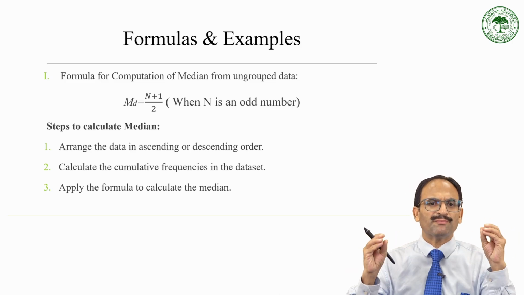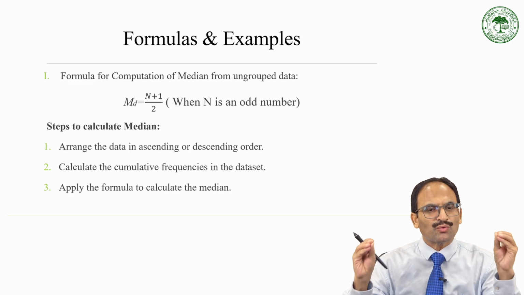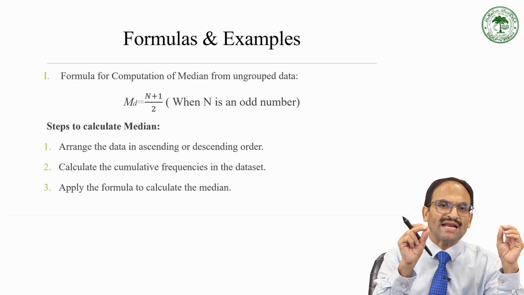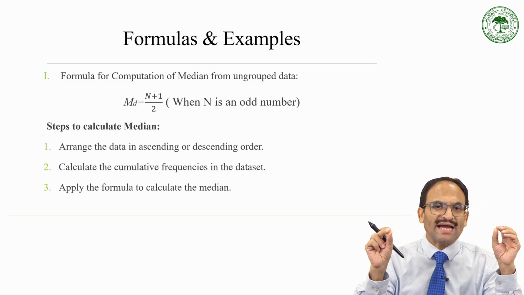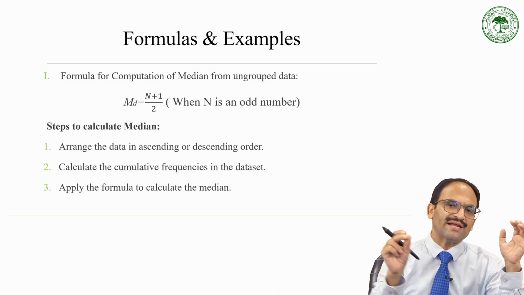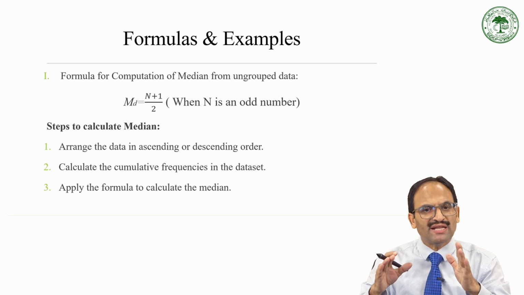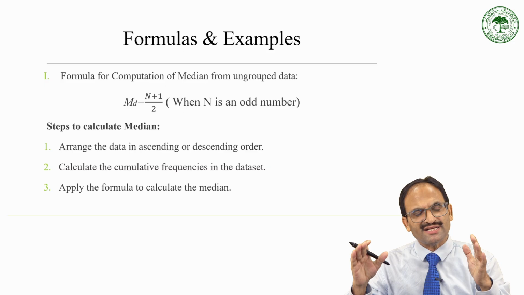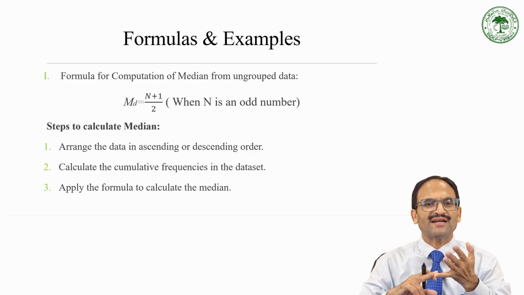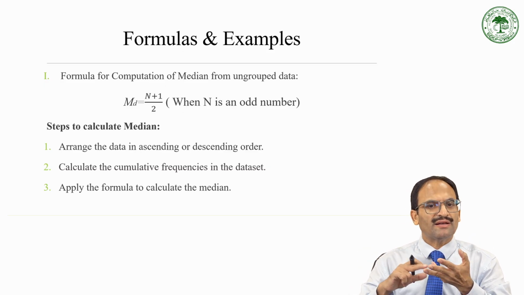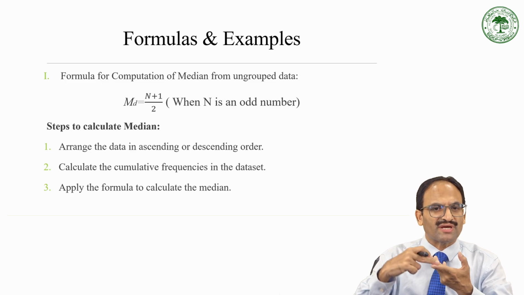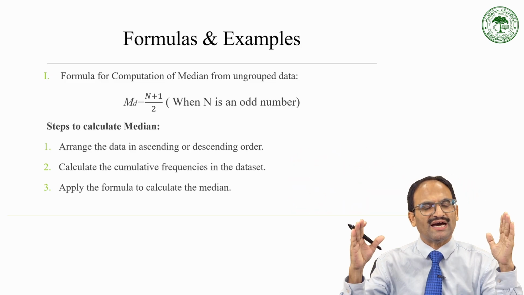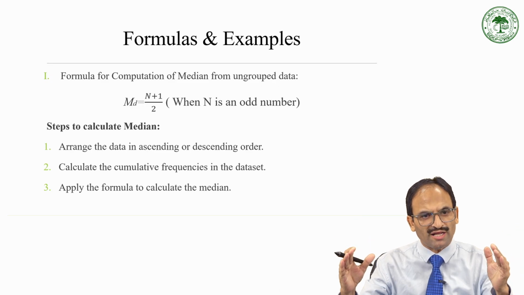First of all, the most important thing in order to calculate the median is that we have to arrange the data either in ascending order or in descending order. Preferably we do it in ascending order. That is, first of all we will write the smallest number, then the bigger one, then the bigger one, and then the biggest one. So that way, first we will arrange the data in ascending order.